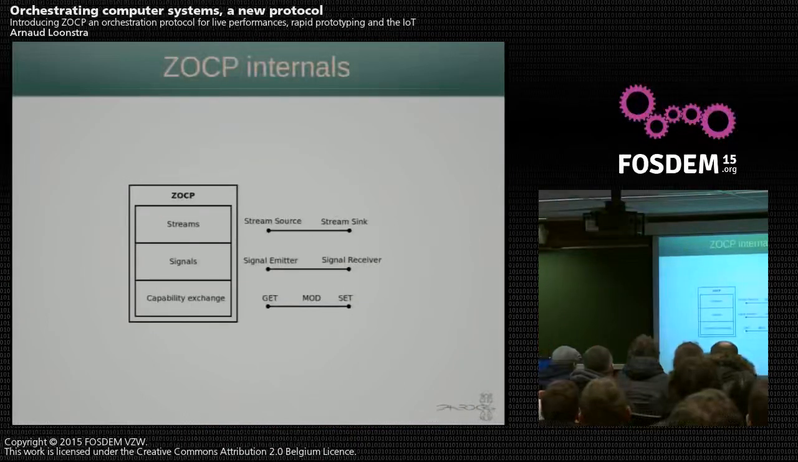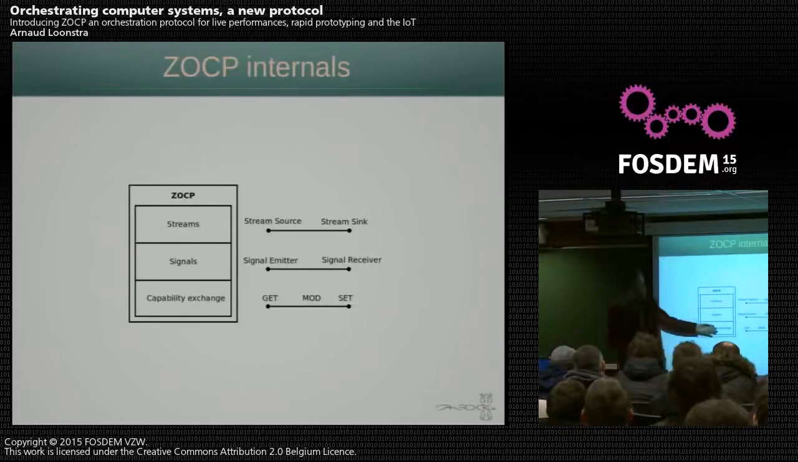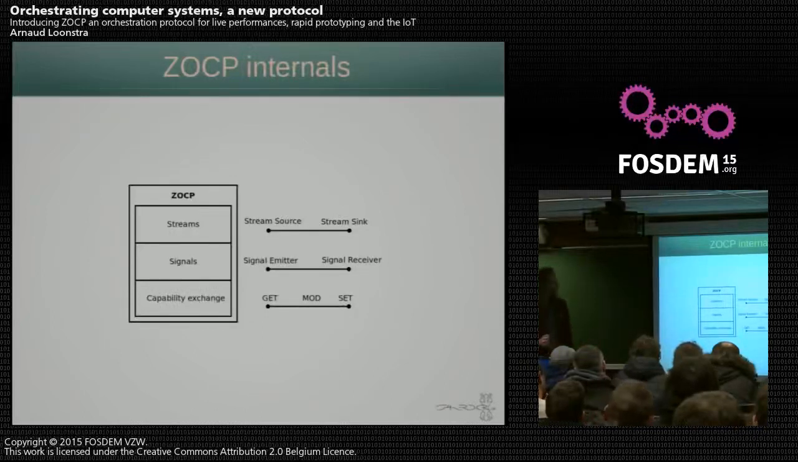So how does it work? We have 3 layers. The first one is the capability exchange. Well, you've seen the nodes. They have some set of parameters. We call that the capability exchange. And through this, with get, set, and mod commands, they are updated, changed. All the metadata is exchanged. Then we have the signals. Well, you've seen the signals as well. They are very simple IDs with the data. Couldn't be more simple.